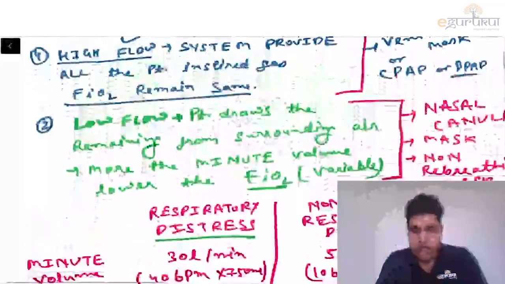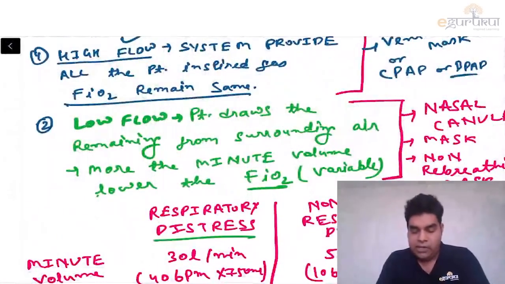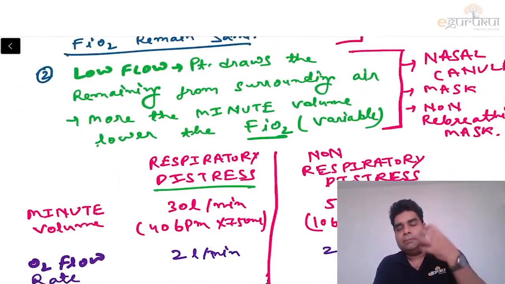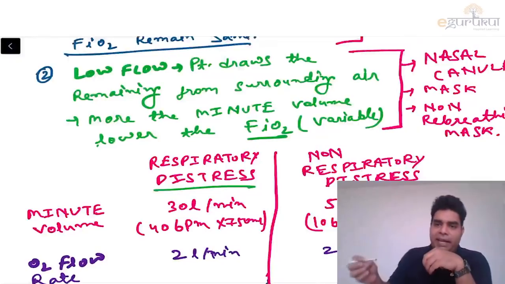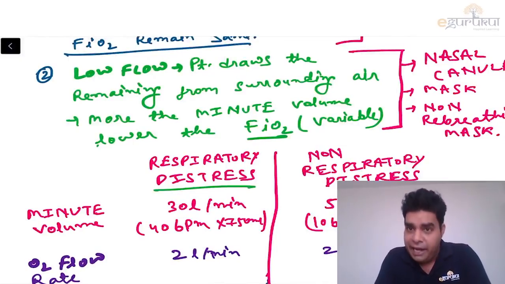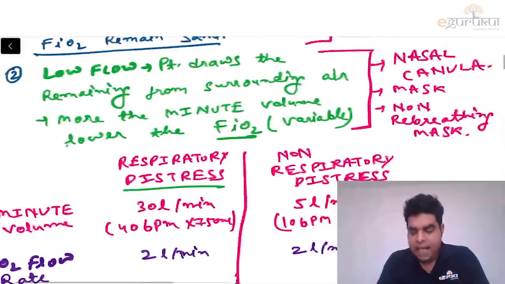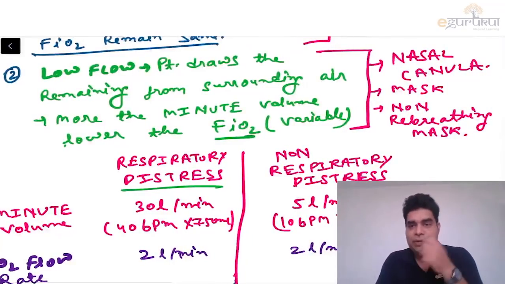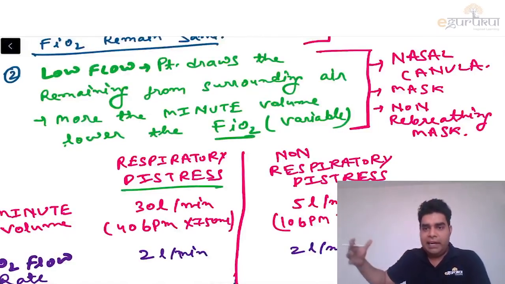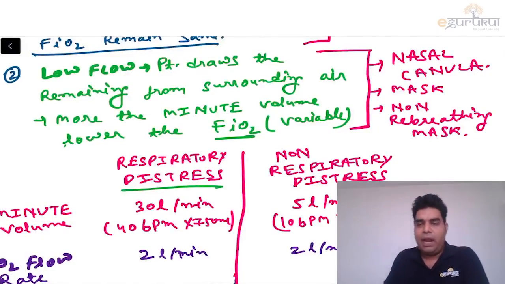And then the second type of conventional oxygen therapy is low flow. In low flow, we take some air from the device and some air the patient sucks in from the surrounding air. For example, the nasal cannula, the mask which we use, and the non-rebreathing mask which we use, they are all low flow devices, because in these some oxygen comes from the oxygen cylinder or the oxygen concentrator, and the remaining oxygen the patient sucks from the air.